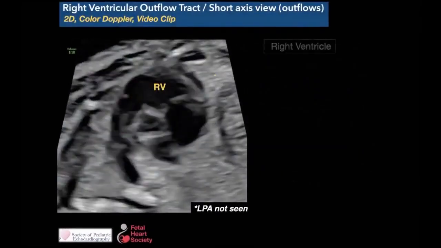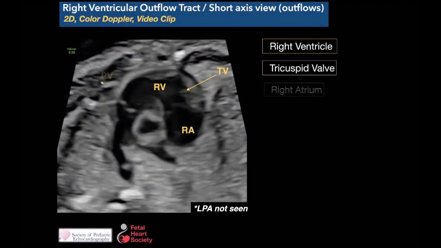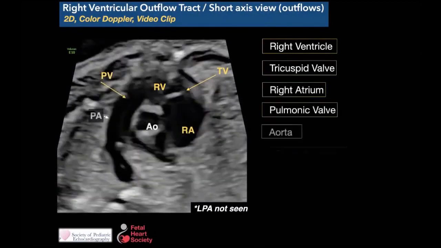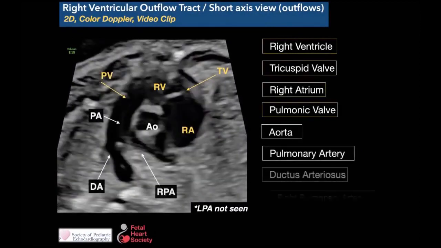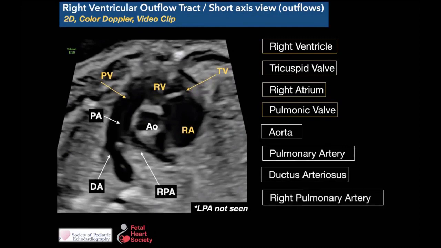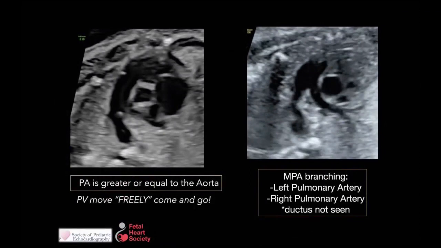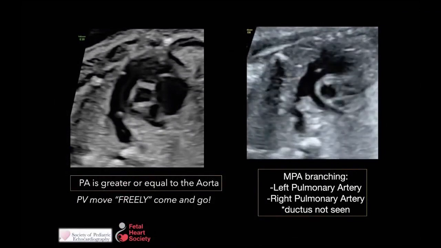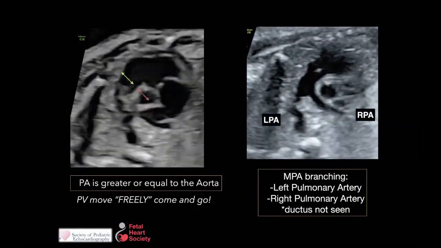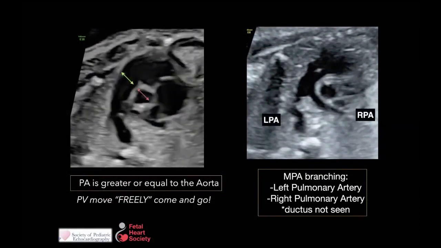So, moving on to the right ventricular outflow tract, here we have your right ventricle, tricuspid valve, right atrium, pulmonic valve, aorta, pulmonary artery, ductus arteriosus, also the right pulmonary artery. You can't see the left pulmonary artery in this view, but here you could actually see it. When assessing the pulmonary artery, we want to make sure that it is greater than, if not equal to, the aorta. And when assessing the pulmonic valve, the leaflets move freely and come and go in systole and diastole.